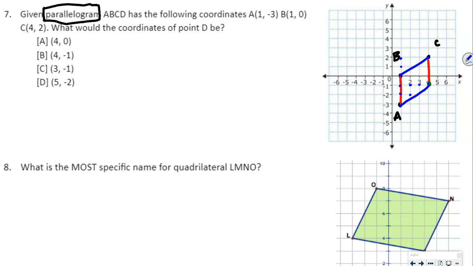So our points are going to be the same no matter which side we use for the slope. So this point D is going to be (4, -1). And that's point B right there.